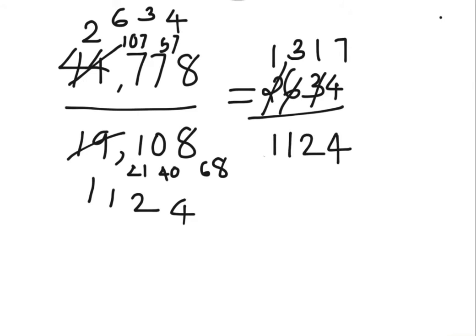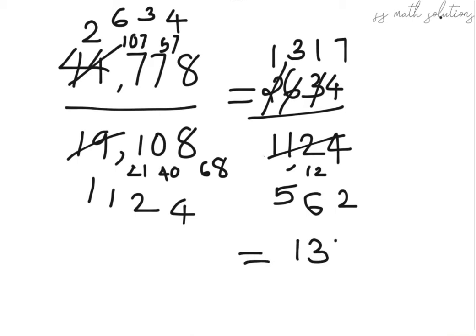Now we need to cancel in the denominator 1124. So we are taking first 11. 5 2s are 10. Then 1 is there. So the remainder 1 is included with this 2. So 12. 6 2s are 12. Now 4. 2 2s are 4. So our number is 562. So we got 1317 divided by 562.